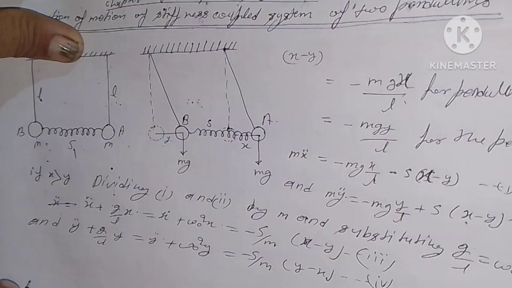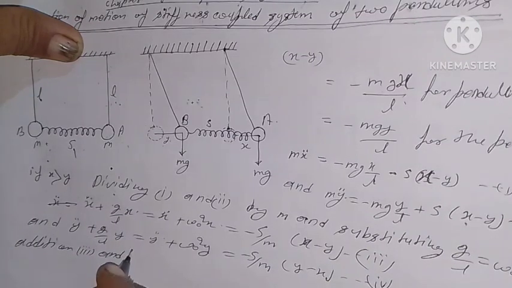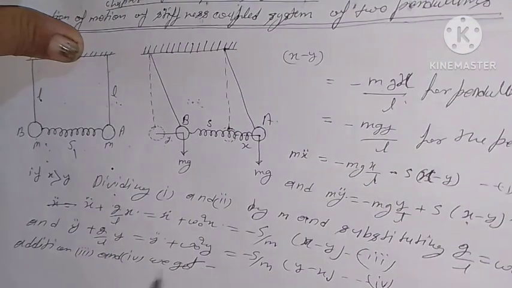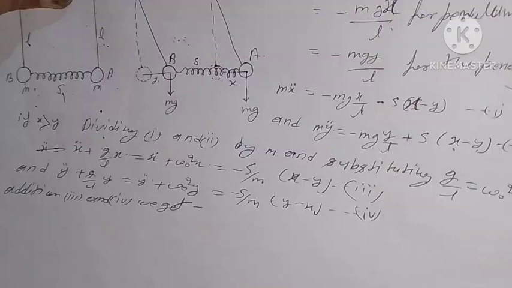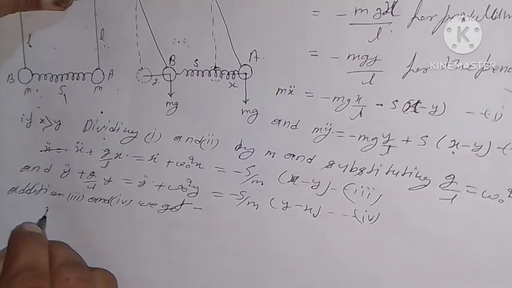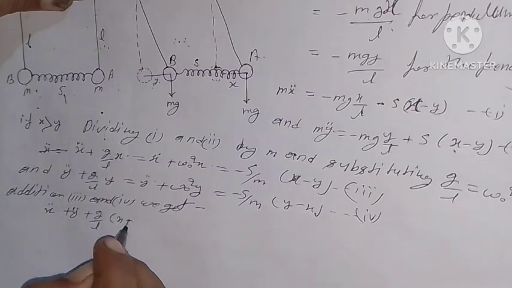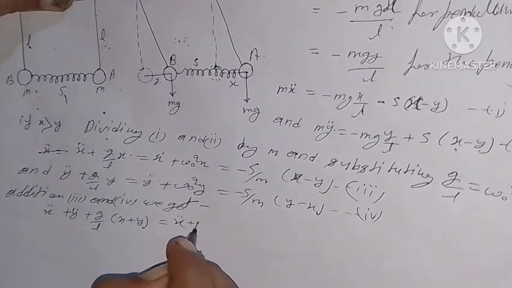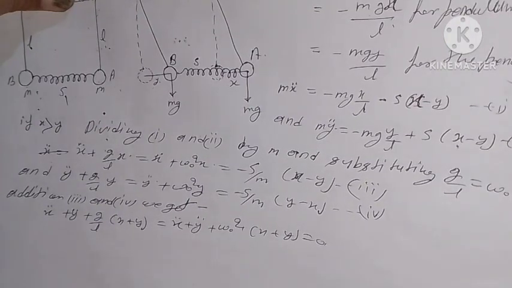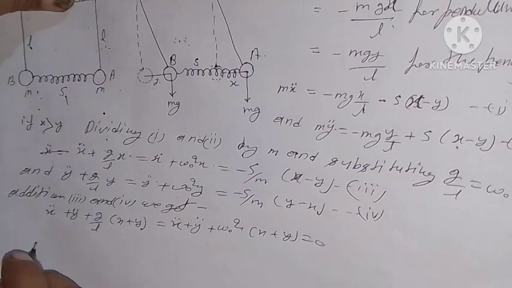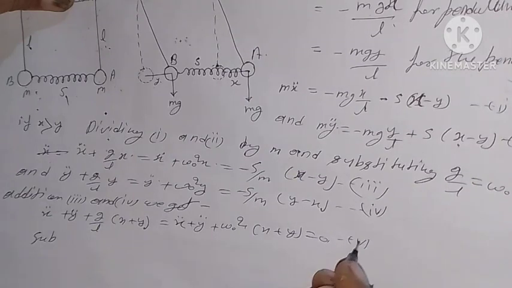Adding 3 and 4, we get d²x/dt² plus d²y/dt² plus g by L (x plus y), equal to d²x/dt² plus d²y/dt² plus omega naught square (x plus y) equal to 0. This is equation number 5.